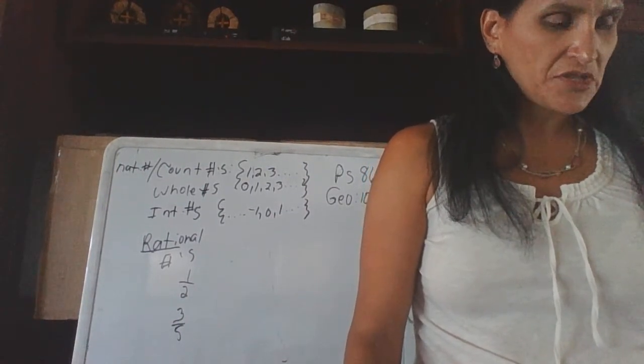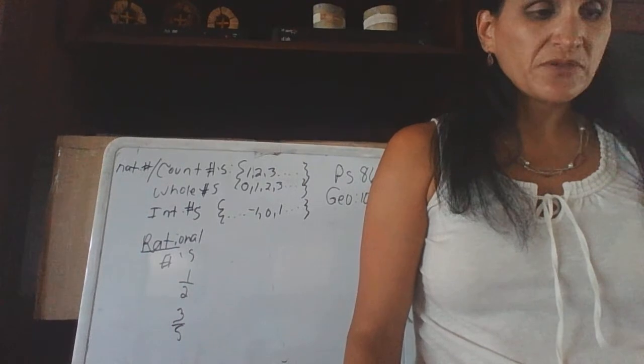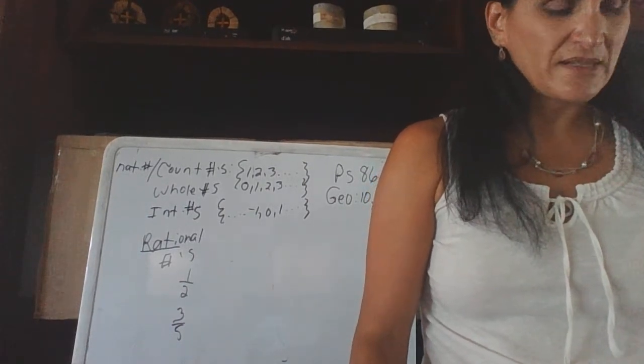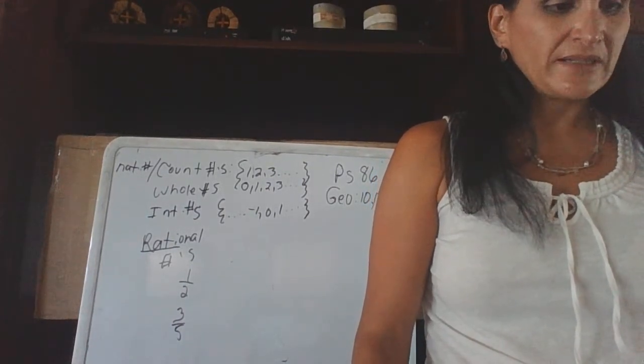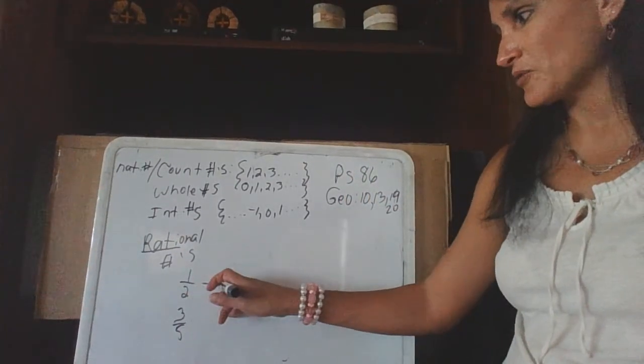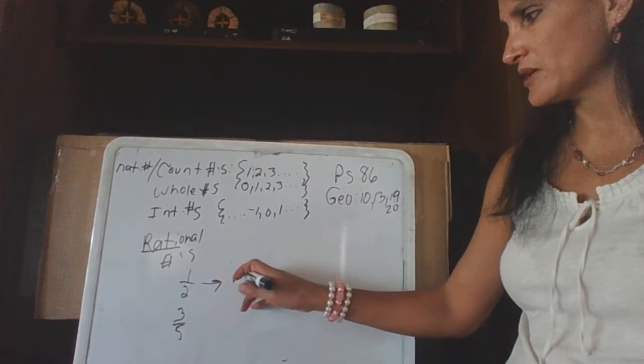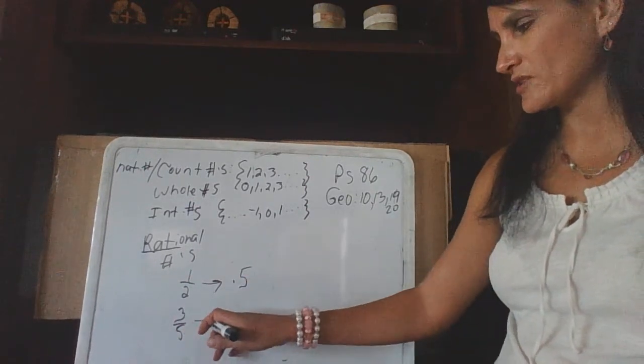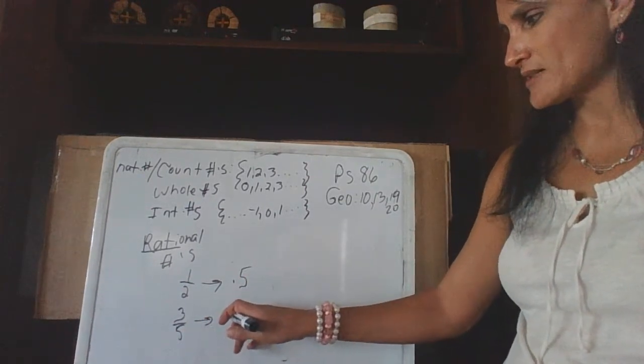Those are all called rational numbers. If you look on page 525, we have other examples. It says that sometimes rational numbers are written in decimal form. So consider this number 1/2. In decimal form, it would be 0.5, or this one would be 0.6.